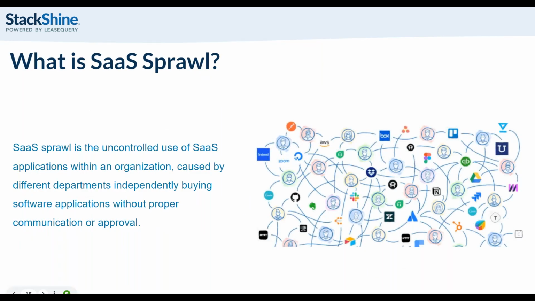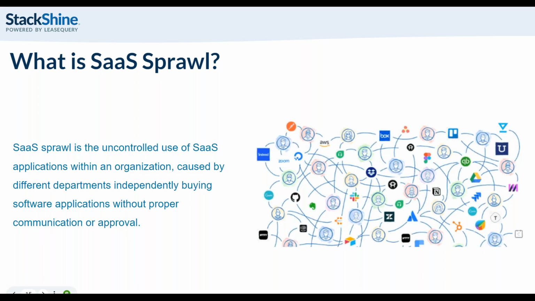So I hinted at this concept a little bit earlier, but I want to talk about something called SaaS sprawl. You might not have heard this expression, but you probably know what urban sprawl is. It's a similar concept here with SaaS. It's the uncontrolled use of applications by an organization, and it's caused by different departments buying software without communicating with each other or getting approval. And this is natural. It's not uncommon for this to happen. In fact, most organizations have some level of SaaS sprawl, and it doesn't happen overnight.